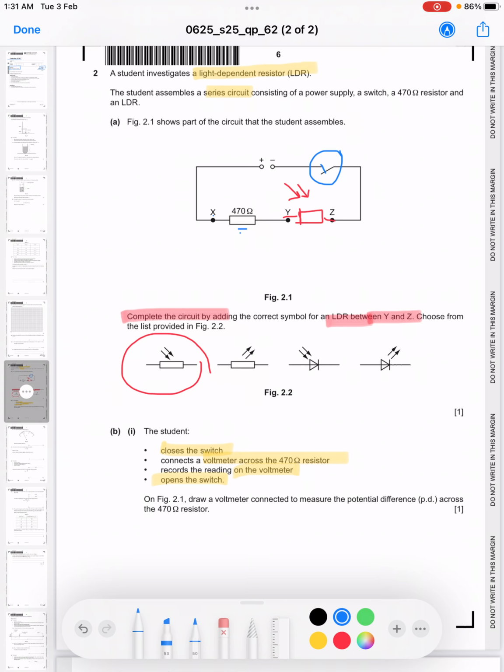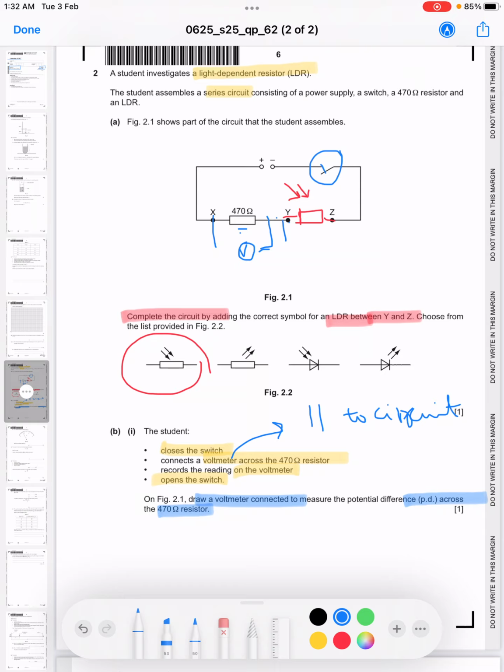We all know that a voltmeter is always connected in parallel to the circuit, right? And the ammeter must be in series. Record the reading and then switch off. What they want from us is to draw a voltmeter connected to measure the potential difference across the 470 ohm resistor. How will we connect it? It must be parallel. So you can write V, this one.